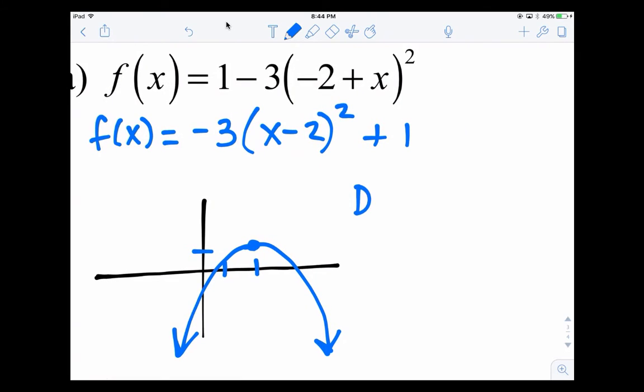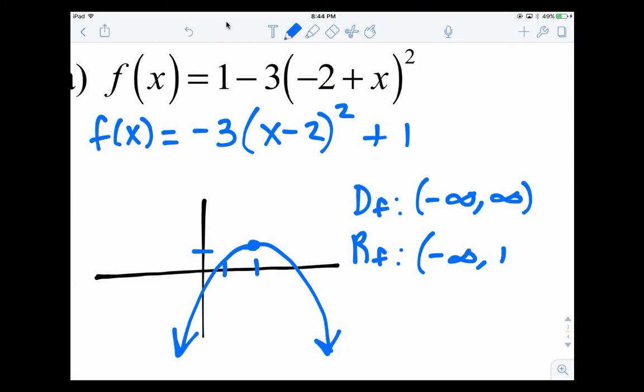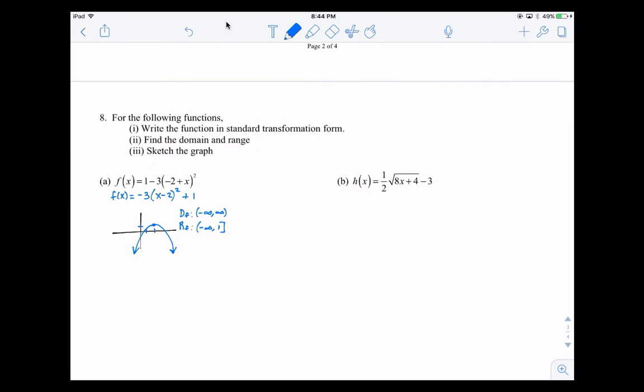Alright, so the domain here would be all real numbers because it's a quadratic, and then the range would be, I see that the highest value is positive 1, so it goes from negative infinity to positive 1, close bracket. Okay? So again, put it in standard form and then sketch them the best that you can.